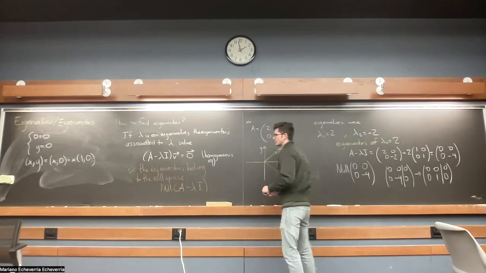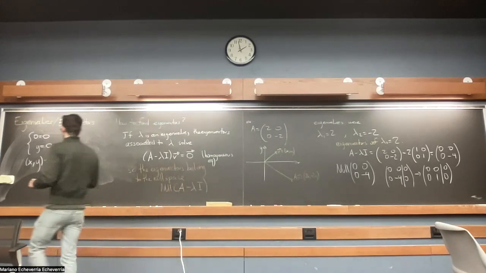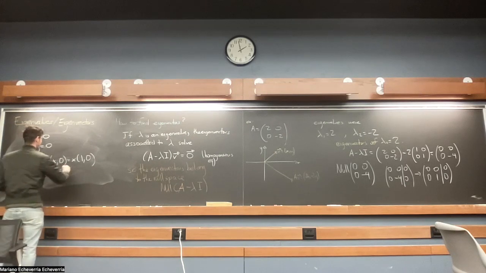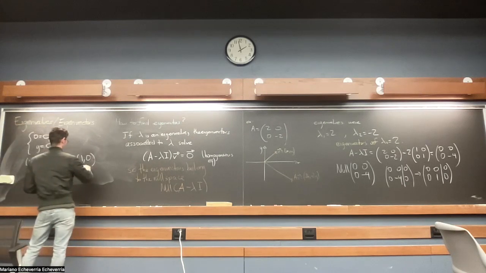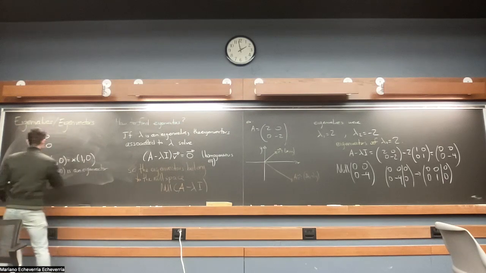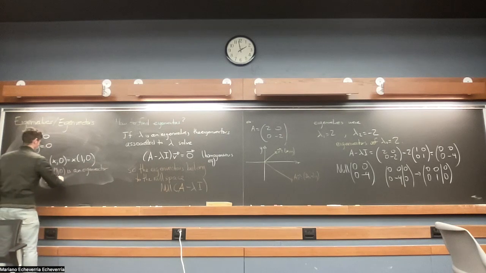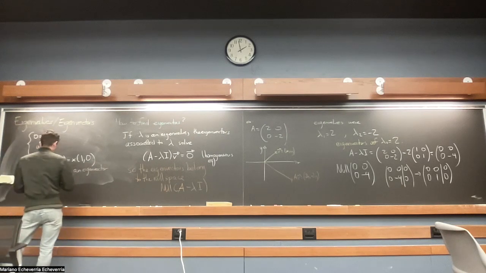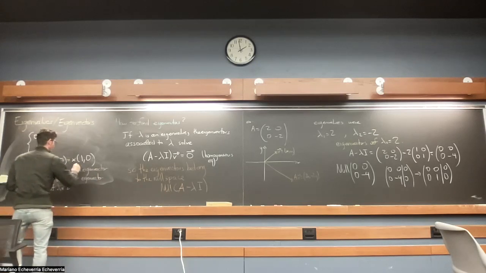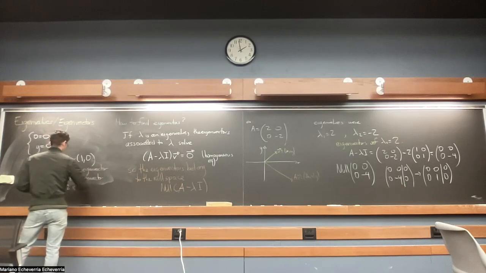Okay, so let me write that down. What this is saying is that B1 equals 1, 0 is an eigenvector, and any other eigenvector of lambda equals 2 is a multiple of this vector.